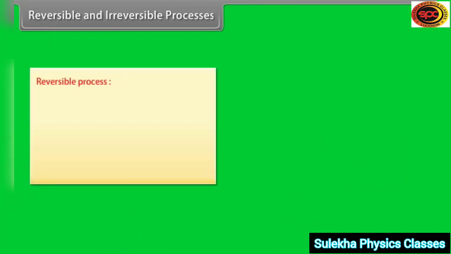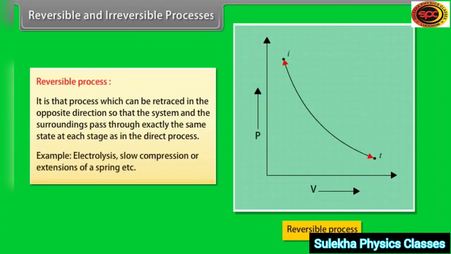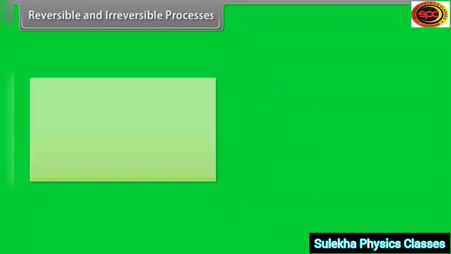Reversible and irreversible processes. Reversible process. It is a process which can be retraced in the opposite direction so that the system and the surroundings pass through exactly the same states at each stage as in the direct process. Electrolysis, and slow compression or extension of a spring are examples of reversible processes.